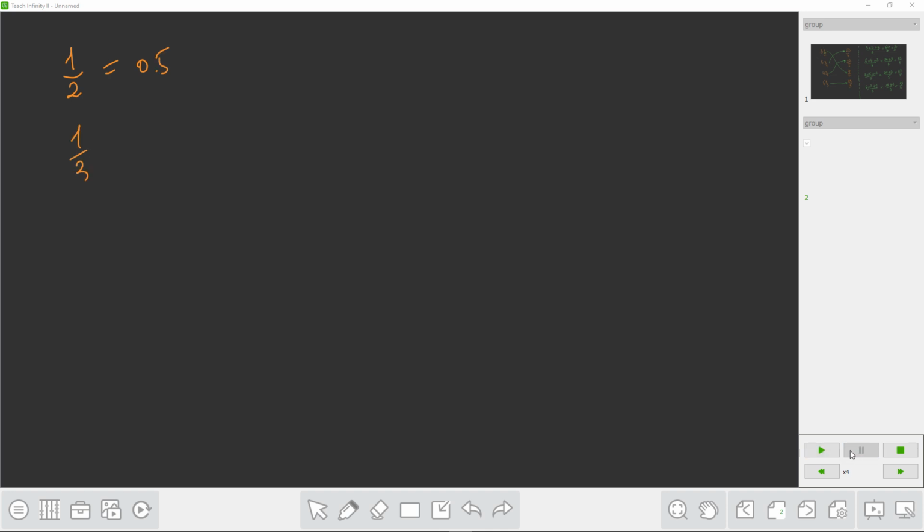Now, 1 over 3, which is a third, in decimals is 0.33. Remember that 0.33 times 3, normally it should give you 1. Yes, it gives you 0.99, which is closest to 1.